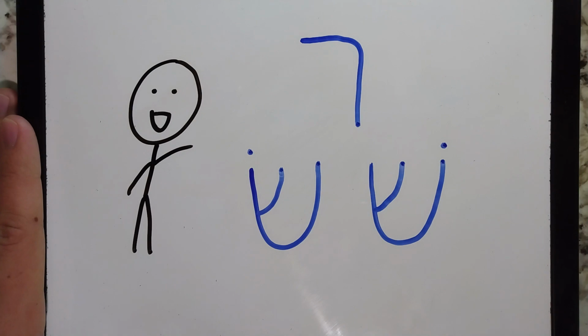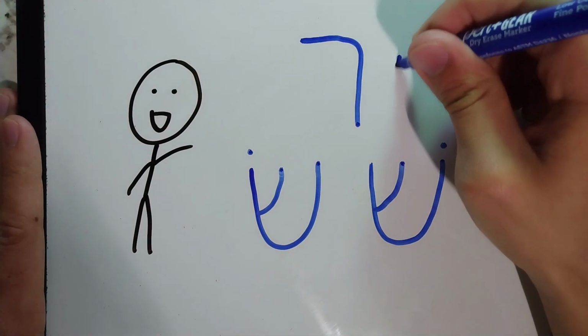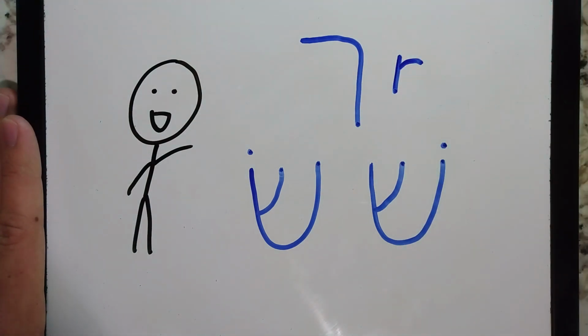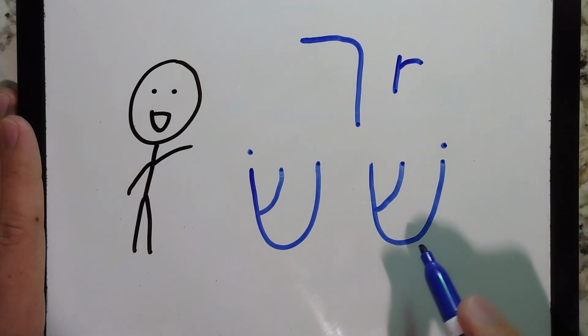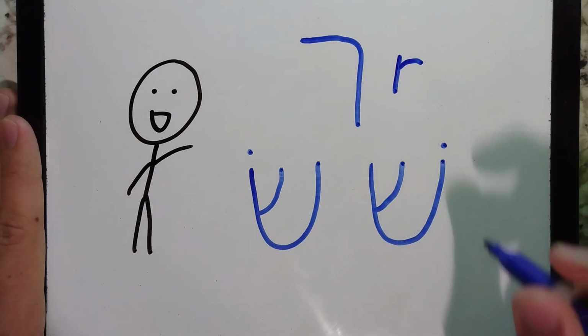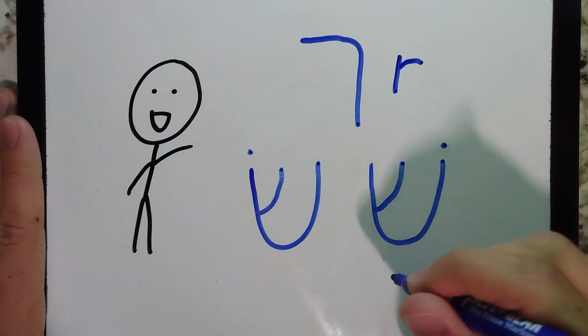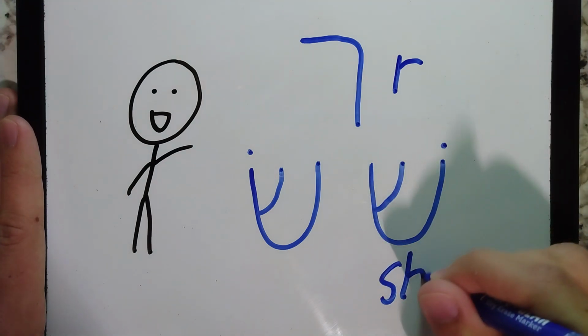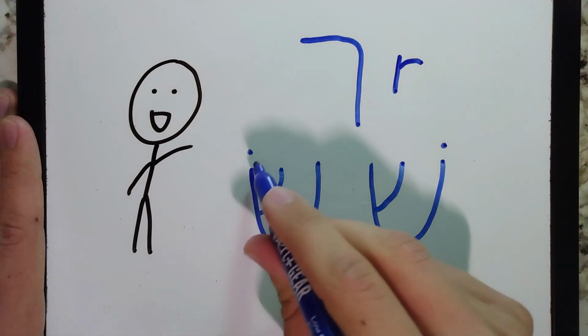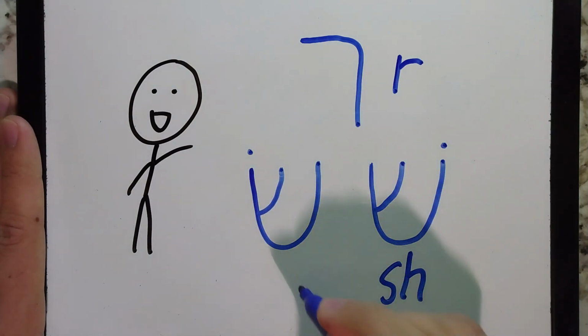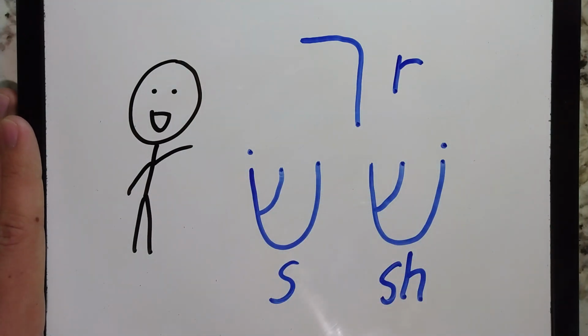In review, today we learned the letter Resh, which makes the r sound, and the 2 in 1 letter, Shin and Sin. If this letter has a dot on the top right, it is a shin and makes the sh sound, and if it has a dot on the top left, it is a sin and makes the s sound.